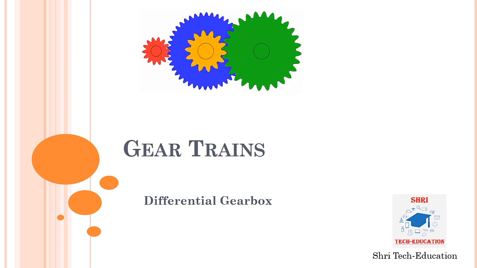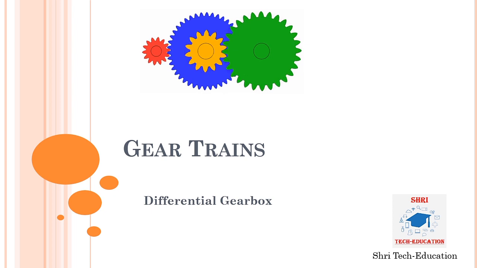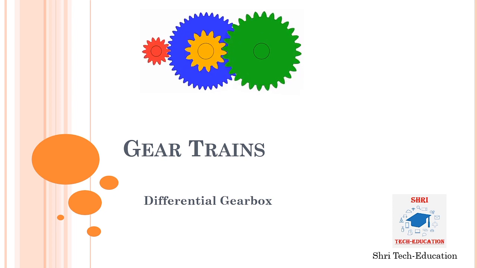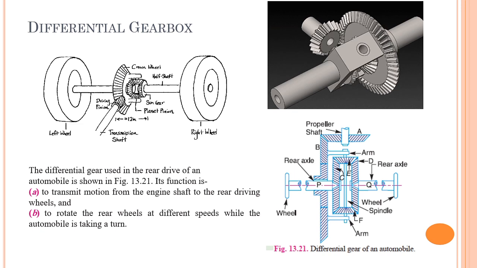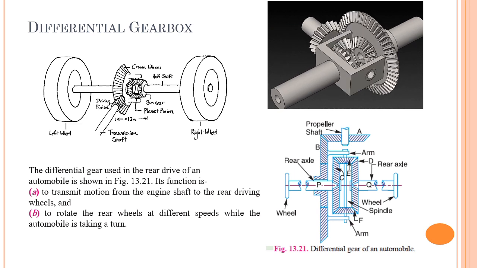Now for today's discussion we have taken a topic: differential gearbox in gear trains. Now let us start the discussion of differential gearbox. Now what is a differential gearbox? It is a gearbox which is mounted on the rear axle of a four-wheeler or heavy-duty vehicles, which is generally used for two purposes.